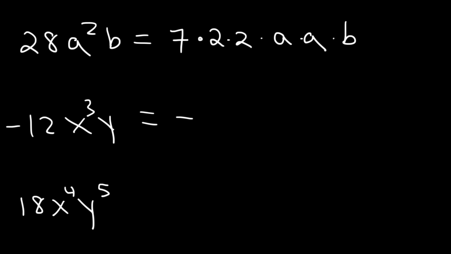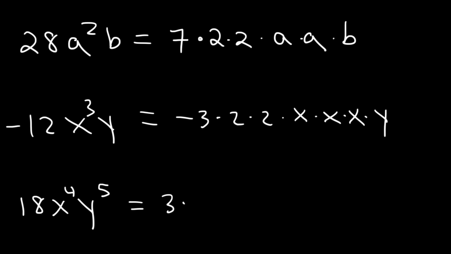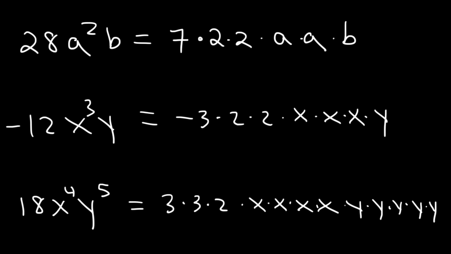12 is negative 4 times 3. And 4 is 2 times 2. X cubed is x times x times x. And we have a y variable. Now 18 is 3 times 6. And 6 we could break down into 3 times 2. X to the fourth means that we're multiplying 4 x variables. And y to the fifth means that we're multiplying 5 y variables together. And so that is the answer. So now you know how to factor monomials completely.